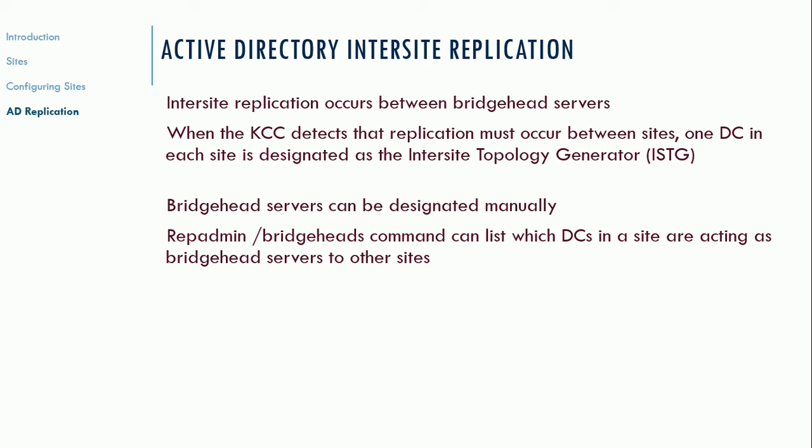So inter-site replication is replication that's happening between bridgehead servers, right? These are what we just talked about when we discussed sites. So this is replication happening between the bridgeheads, which are our designated intermediaries for all the replication between two different sites. When the knowledge consistency checker detects that replication is going to occur between sites, one domain controller on each site is designated as the inter-site topology generator. In other words, one server is basically in charge of coming up with the topology for doing the replication. Usually it'll assign a bridgehead server for each directory partition in the site, but you can also assign a bridgehead server manually.